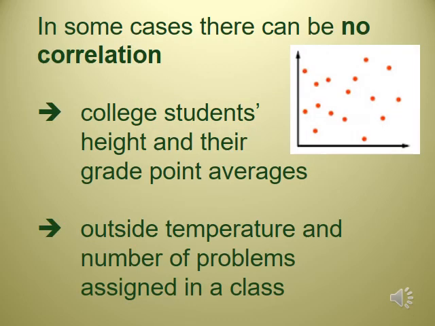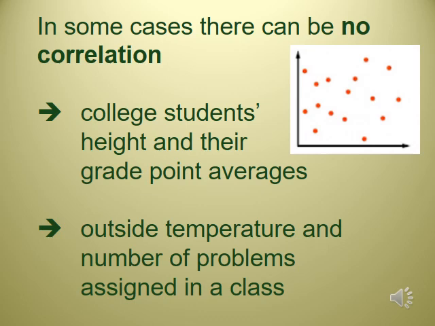It is always perfectly possible to have no correlation as well. The first one I have on here as an example of that is college students' height and their grade point averages. One year when I was teaching this class, I had a couple of twins that were very tall, and they tried to tell me that there should be a positive correlation between height and grade point because they thought taller people should do better than shorter people, but really there's not any relationship there at all.